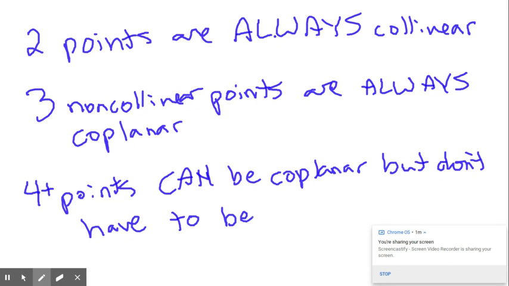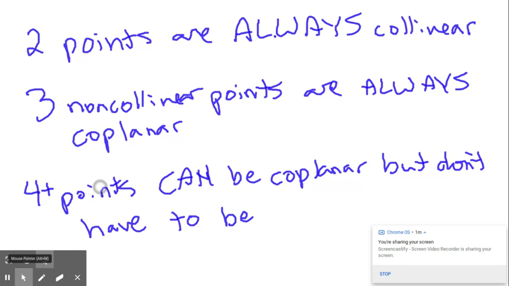So 3 non-collinear points don't have a choice. 3 non-collinear points have to create the same plane, no matter what. Now, 4 points can all lie on the same plane, but they do not necessarily have to. As we discussed before in class, that's why a 4-legged chair sometimes wobbles, but not always. But a 3-legged tripod or a 3-legged stool never, ever wobbles. It does not have a choice.